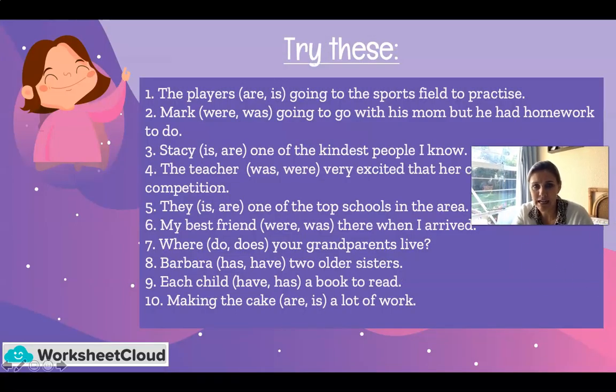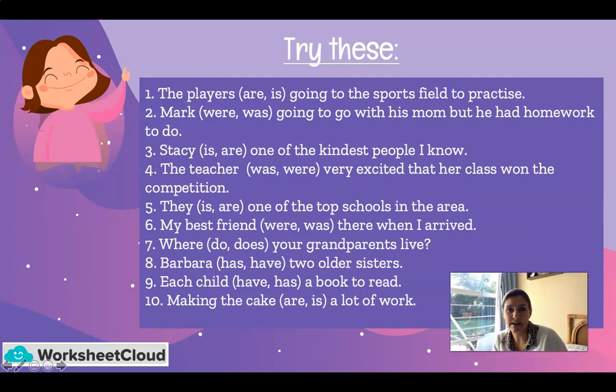Right, and to finish off, let's step it up a little bit. There are 10 of these here. Again, what I would do is identify whether it's a singular subject or a plural subject, and then decide on your subject-verb agreement. So pause the video, and we'll wrap it up with this last exercise.